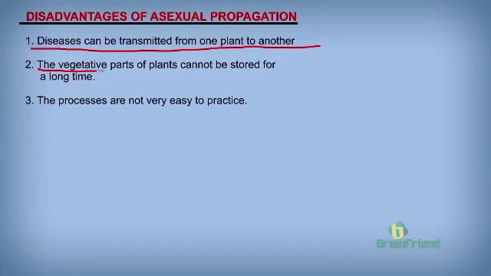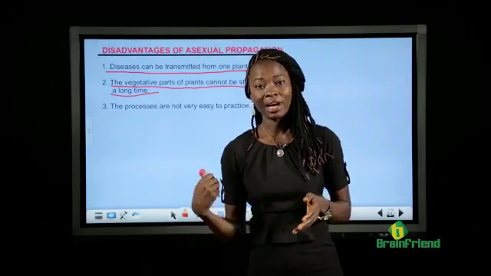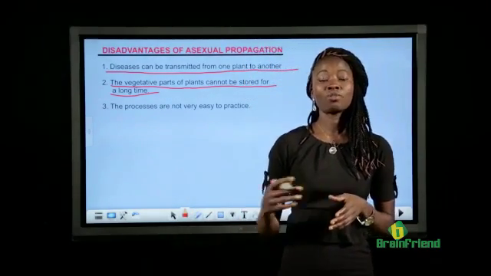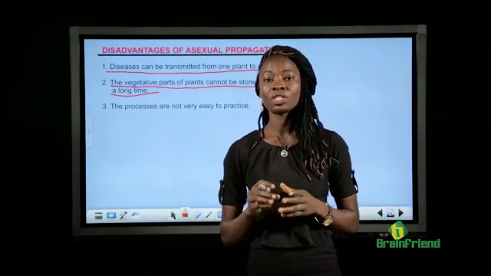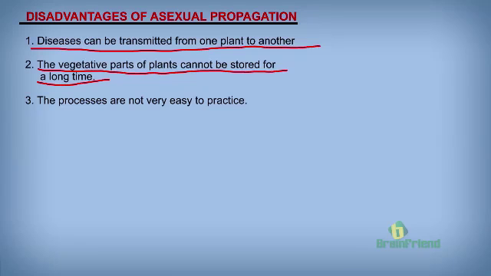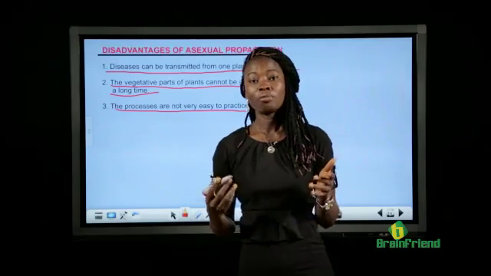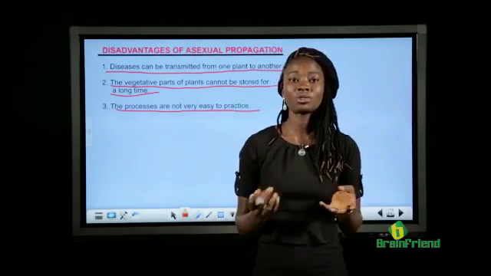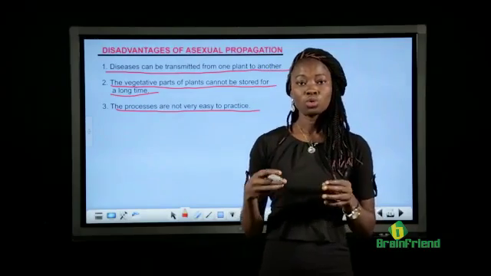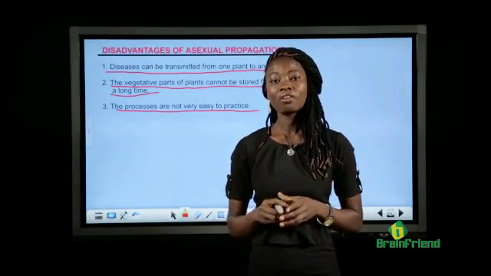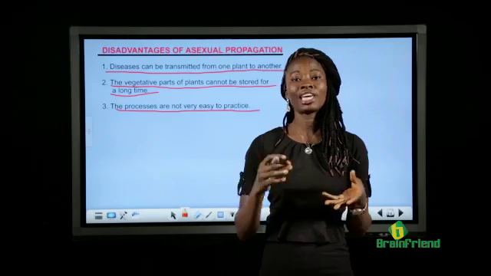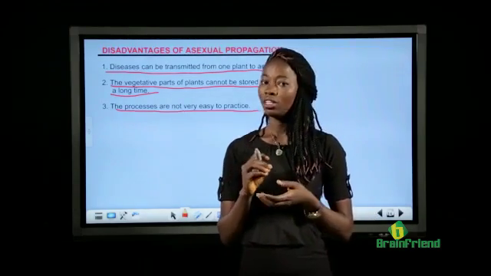2, the vegetative parts of plants cannot be stored for a long time. Unlike seeds, these parts cannot withstand or survive for a long time when stored. Lastly, the processes of asexual propagation are not very easy. It's because the vegetative parts may be cumbersome to carry, difficult to cultivate or grow, and even tedious or need more care in handling them.